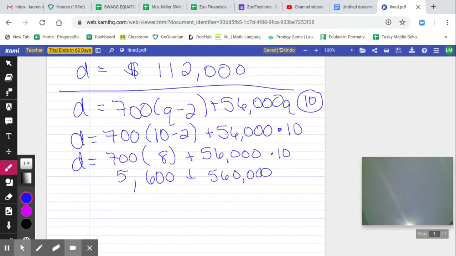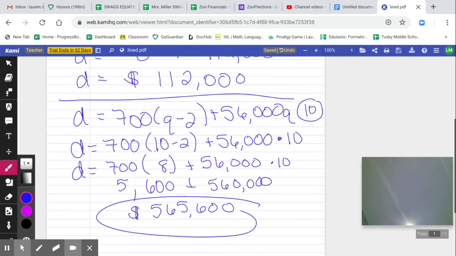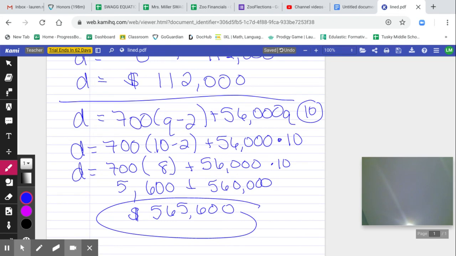So now if I add these, 5,600, I get $565,600. So now, instead of making $112,000 off of 2 giraffes, if I would have bought 10 of those giraffes, I would have made $565,600. So you guys can see how the quantity changes that.